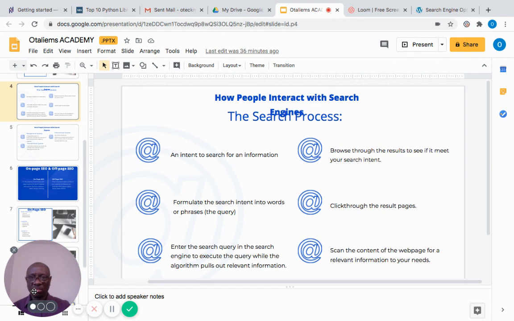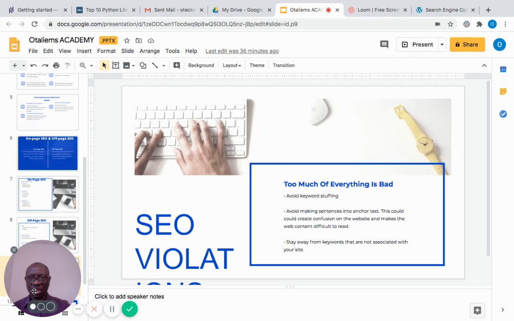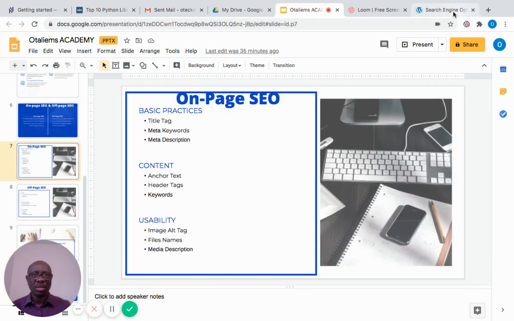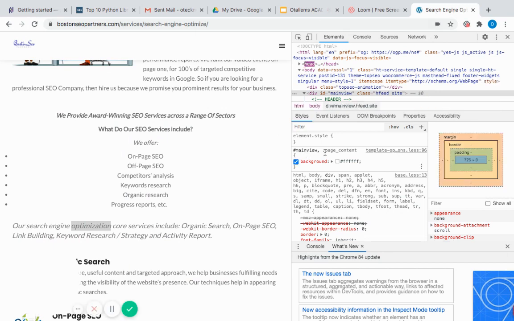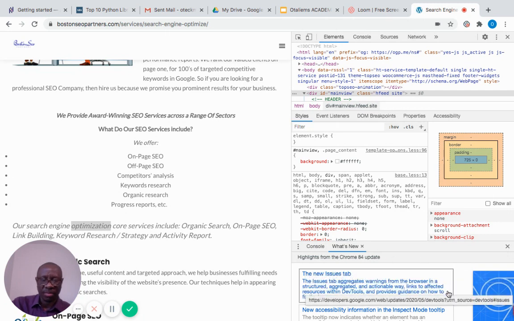Let me go back to talk about something we need to cover. Give me one minute. So we talked about the violation, and how search engines actually view the website. I was just trying to see if you look down here, the new issue tab. This should show aggregate warnings from that. I don't really pay so much attention to that.